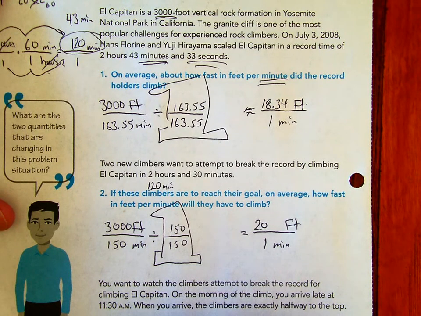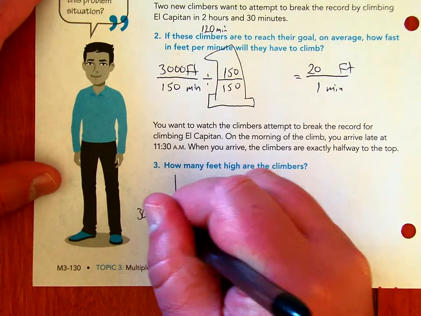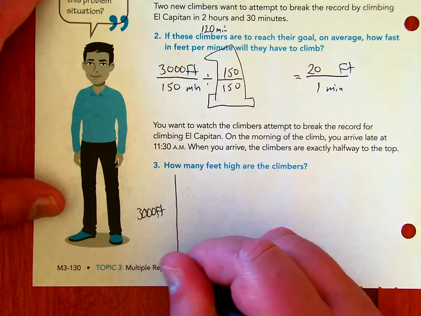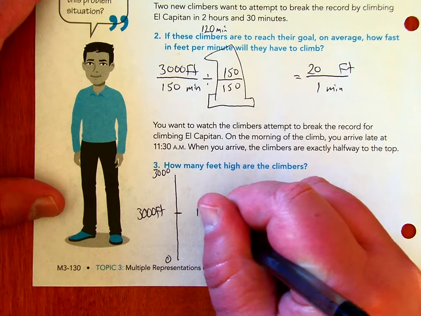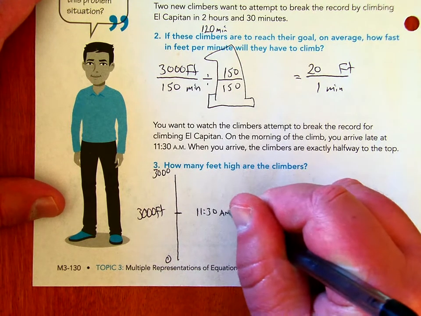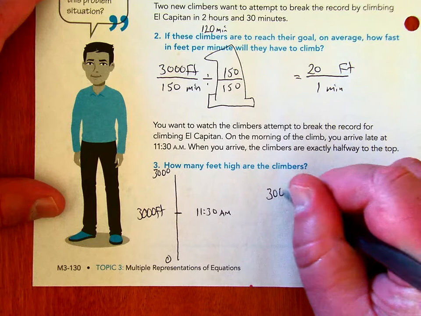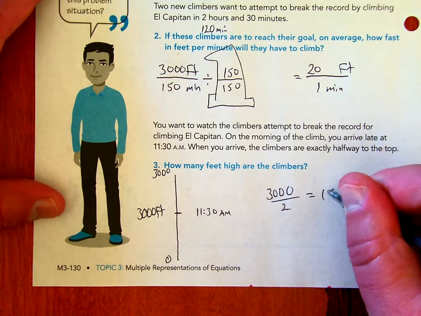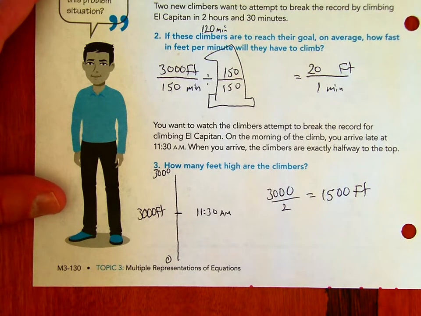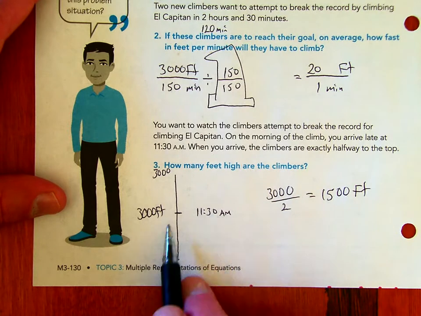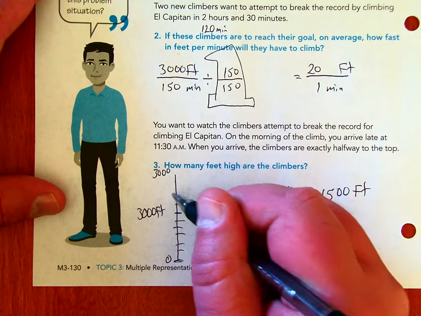this is my 3,000-foot face. That's ground level. That's 3,000. And when I arrive at 11:30 a.m., they're halfway up. What's half of 3,000? 3,000 divided by 2. These guys are at 1,500 feet. They're exactly halfway up. So sometime before I arrived in the morning, they were down here. We can figure out when they started, and we can figure out their rate on when they're going to finish.